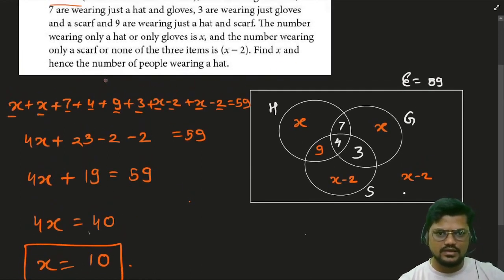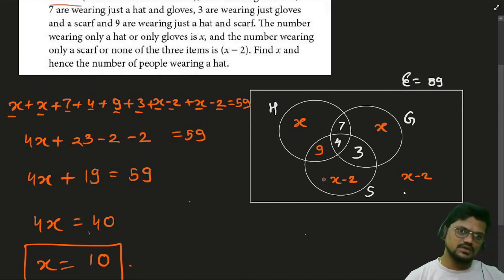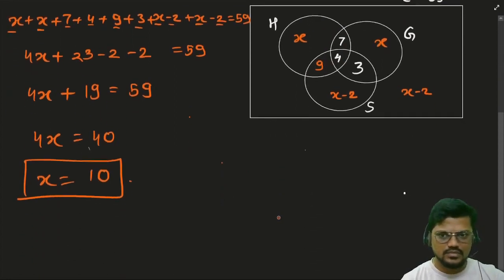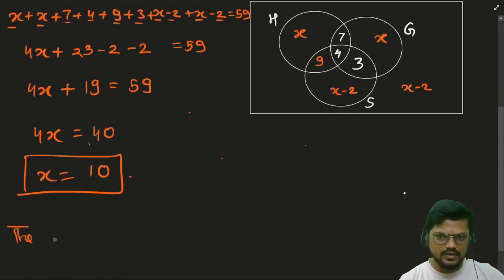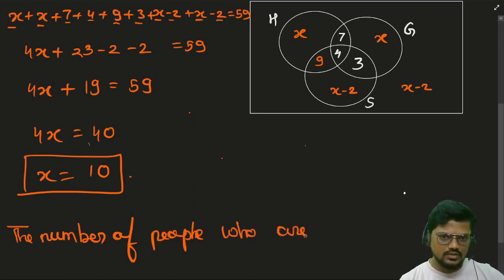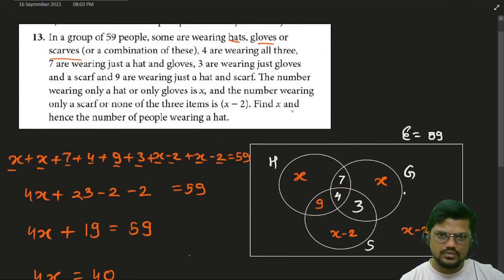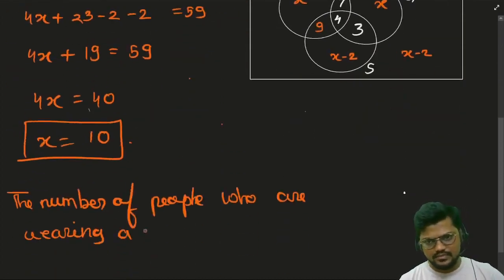So the number of people wearing only gloves is also 10. Now find x and hence find the number of people who are wearing a hat. So the number of people who are wearing a hat is x plus 7 plus 4 plus 9, where x is 10.